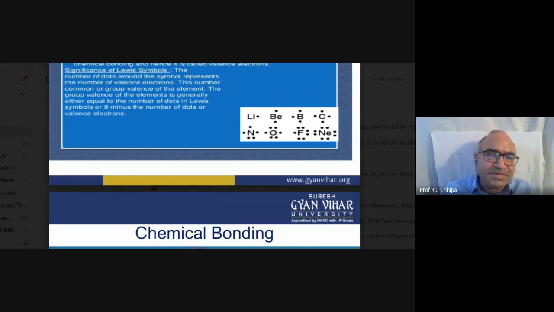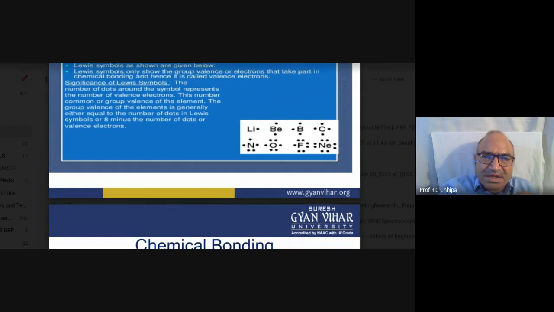This is one of the well-known rules, the octet rule. For completion of the octet, electrons can be purely transferred or purely accepted. Such bonding, with transfer of electrons and formation of cation and anion, is called the ionic bond. Here the role of the Lewis structure can easily show this.